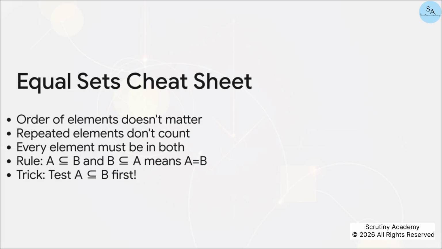When checking, always test if A is a subset of B first. If even one element is missing, stop immediately. You don't need to check the reverse. They are not equal. Boom, you just saved yourself some really valuable exam time.